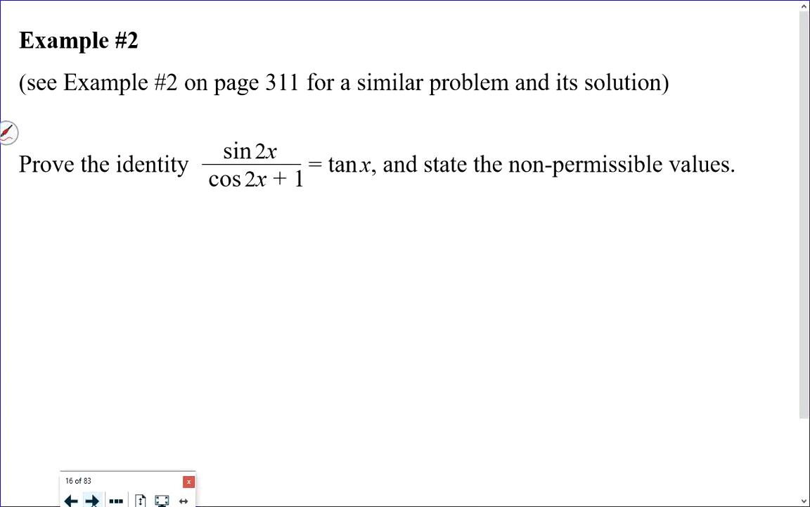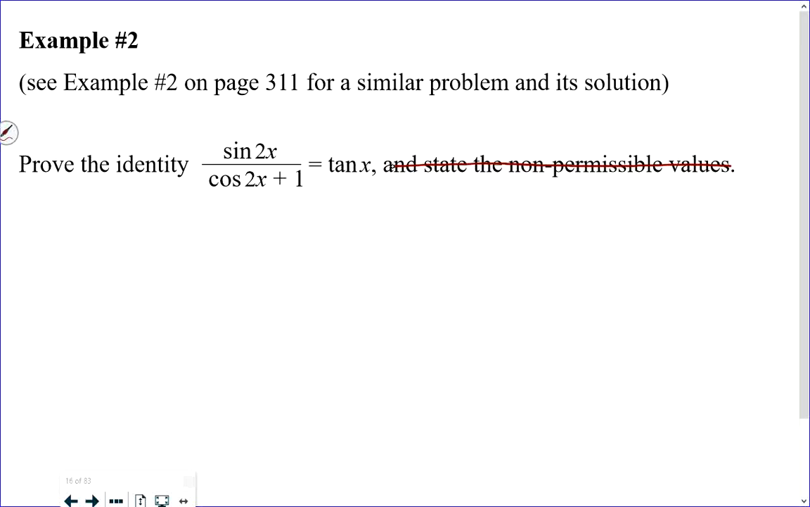Example number 2, prove this identity and state the non-permissible values. Well, let's state the non-permissible actually, you know what? For this question, let's not state the non-permissible values. And this isn't a time issue. It's that we're going to learn something tomorrow that will allow us to answer that question, but you don't know it yet. So we want to prove this identity.